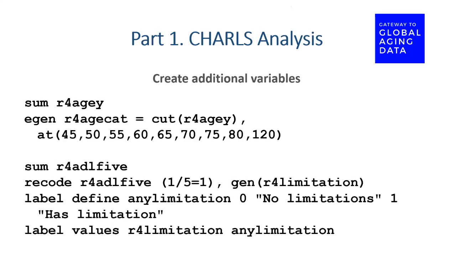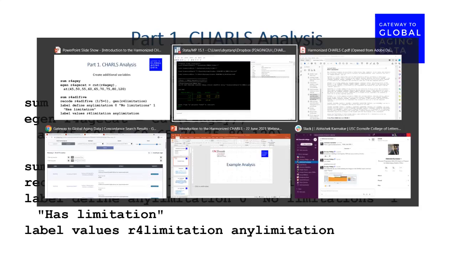So if you're not familiar, for instance, with this egen command, you could look at it and find out some more about it through Stata help. We're also, instead of using our continuous variable of ADL5 running from 0 to 5, going to make a variable called R4 limitation. That's just going to be an indicator of whether they have no limitations or any limitations. So we're going to recode anyone who has a value of 1 through 5 for ADL5 as a value of 1, giving us a binary variable.